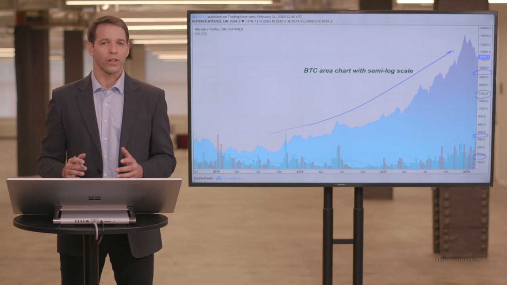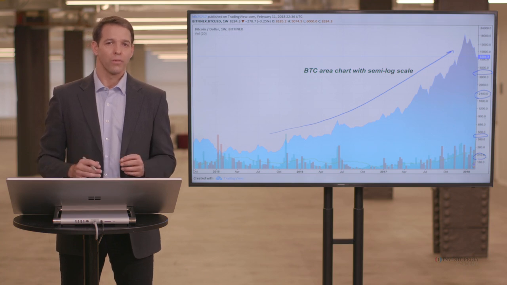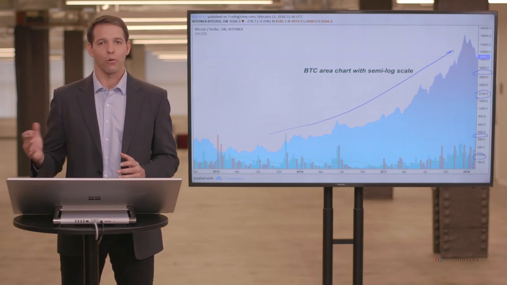It's important to look at these semi-log charts because they'll show you that these trends tend to be the same over time. Even though something might look parabolic, it's happened in the past and probably will happen in the future.